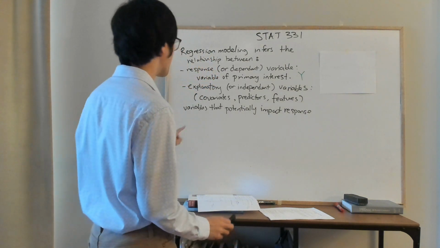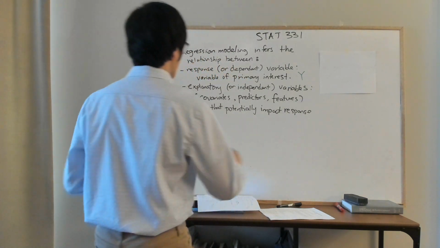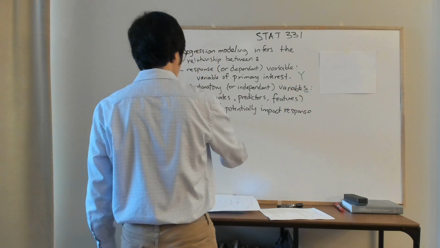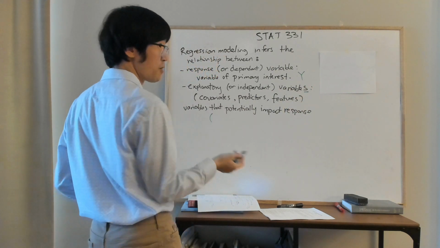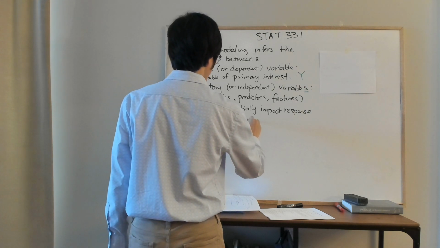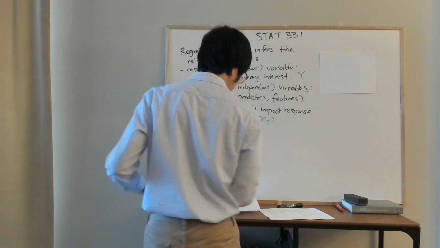Again, I need some notation. We're saying that there can be many variables, so we're going to make a list of them. In general, let's say there are p variables, so I'm going to denote them x1, x2, up to xp.